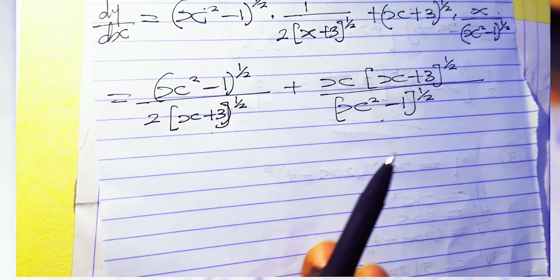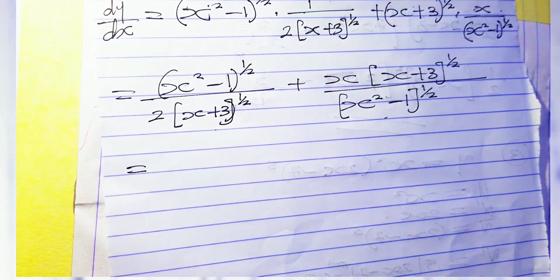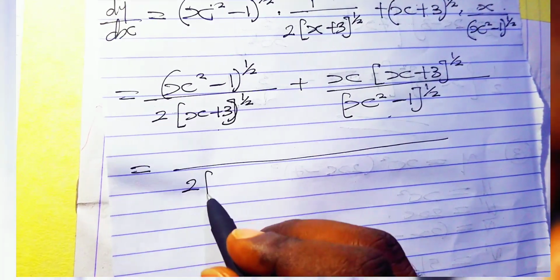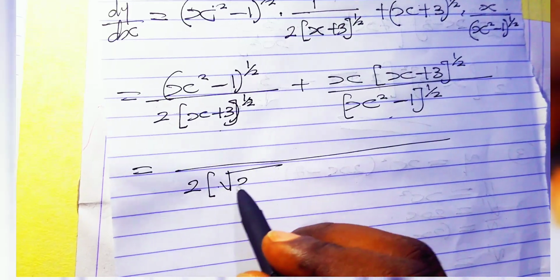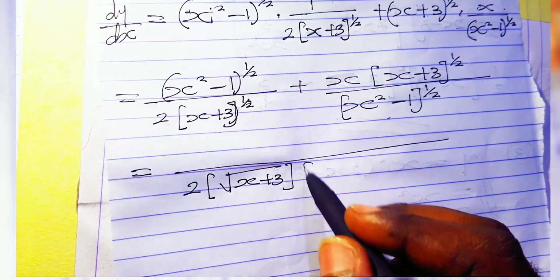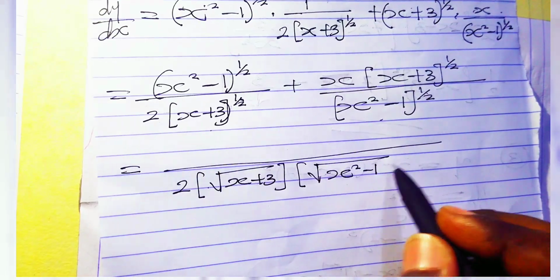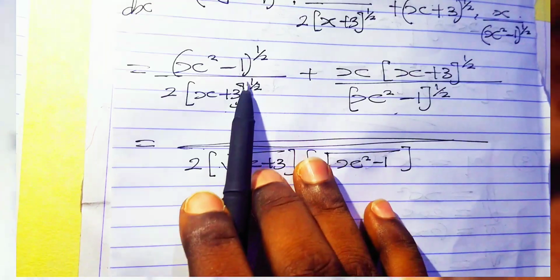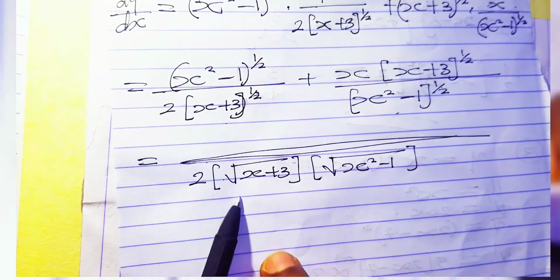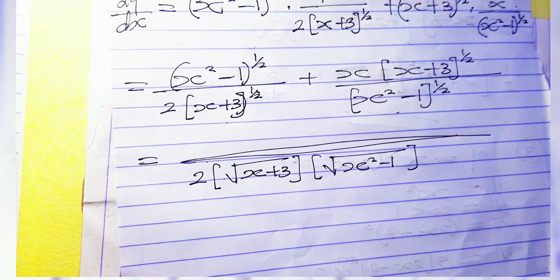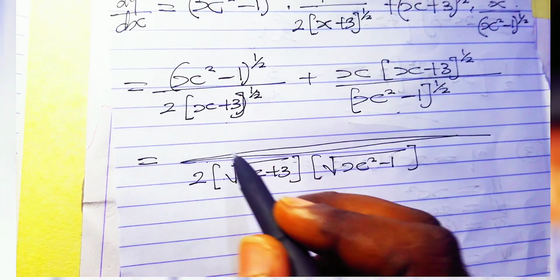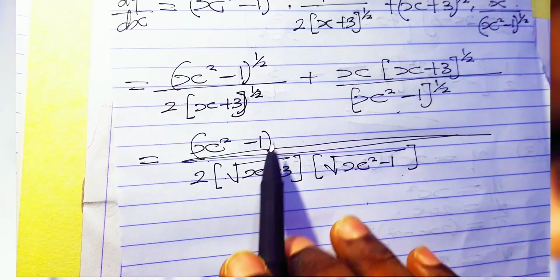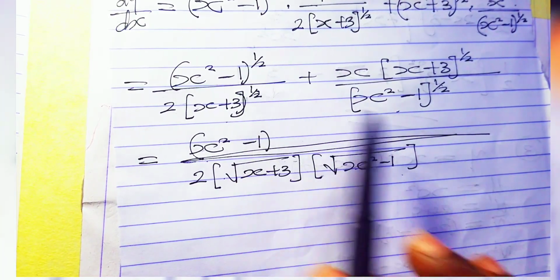So if we harmonize these fractions, this becomes 2. I want to find out the LCM there. The LCM can be 2 in the bracket, then I write square root of x plus 3, and then in the bracket square root of x squared minus 1. So this can be the LCM of your common fractions. Then this into this, that means we have this one times itself, and this times itself is going to give us basically x squared minus 1, that is (x squared minus 1) raised to the power 1 over 2 times (x squared minus 1) raised to the power 1 over 2. So we add 1 over 2 plus 1 over 2 together to make it 1.